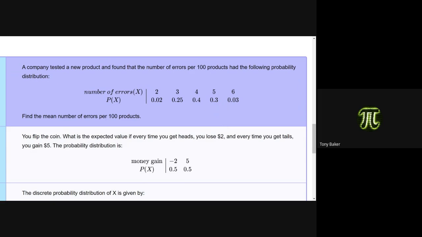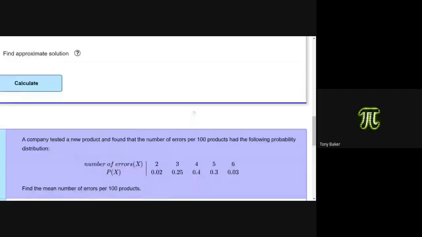And what's the second one? It has to add up to 1. Does this add up to 1? 0.02, 0.05, that's 0.3. Yes, it does add up to 1. I know, I did it a couple of times too. All right, so this adds up to that.